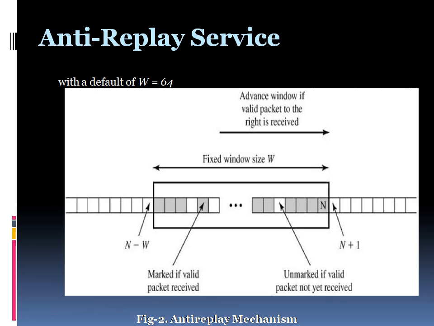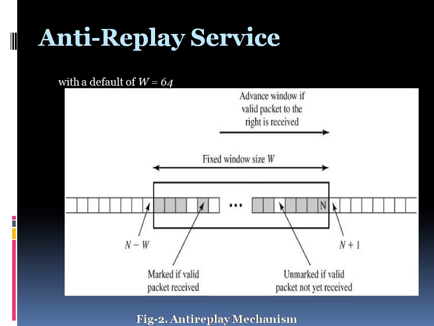Here we have the anti-replay mechanism. As can be seen in the figure, the right edge of the window represents the highest sequence number, n, so far received for a valid packet. Then, for any packet with a sequence number in the range from n minus W plus 1 to n that has been correctly received, that is, properly authenticated, the corresponding slot in the window is marked, as shown in figure 2.